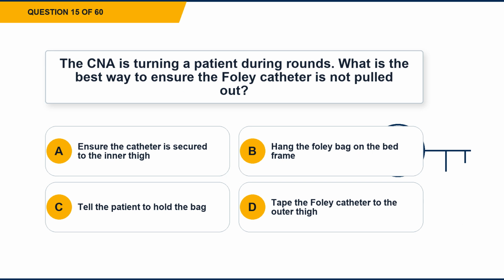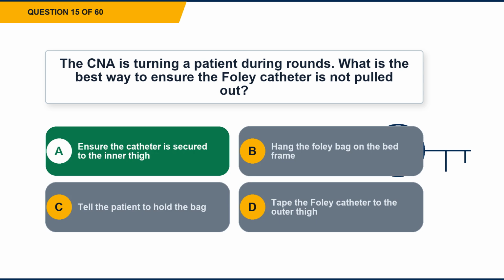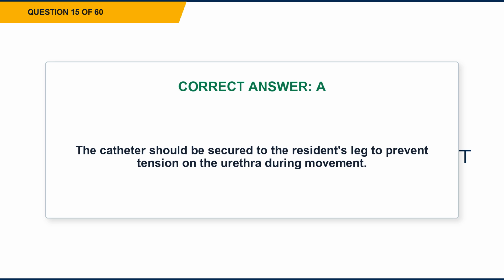Question 15. The CNA is turning a patient during rounds. What is the best way to ensure the Foley catheter is not pulled out? Option A, ensure the catheter is secured to the inner thigh. Option B, hang the Foley bag on the bed frame. Option C, tell the patient to hold the bag. Option D, tape the Foley catheter to the outer thigh. The correct answer is option A. Explanation: the catheter should be secured to the resident's leg to prevent tension on the urethra during movement.